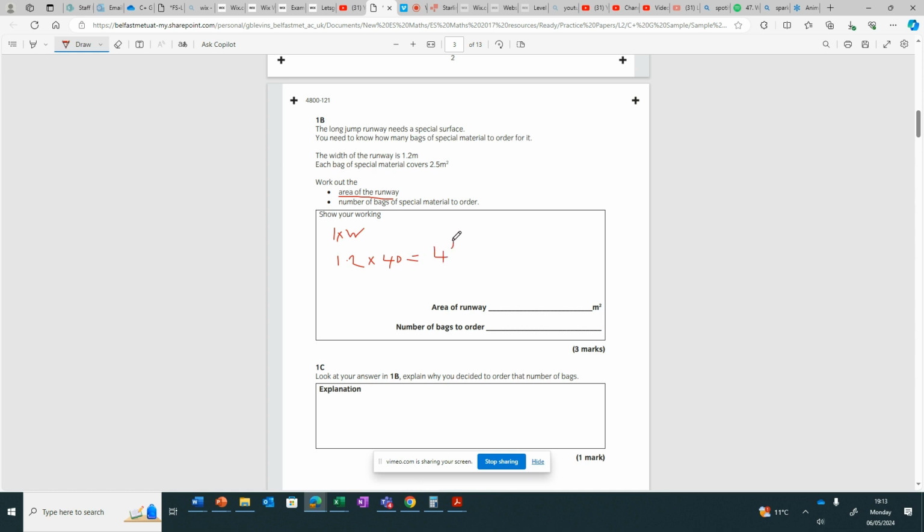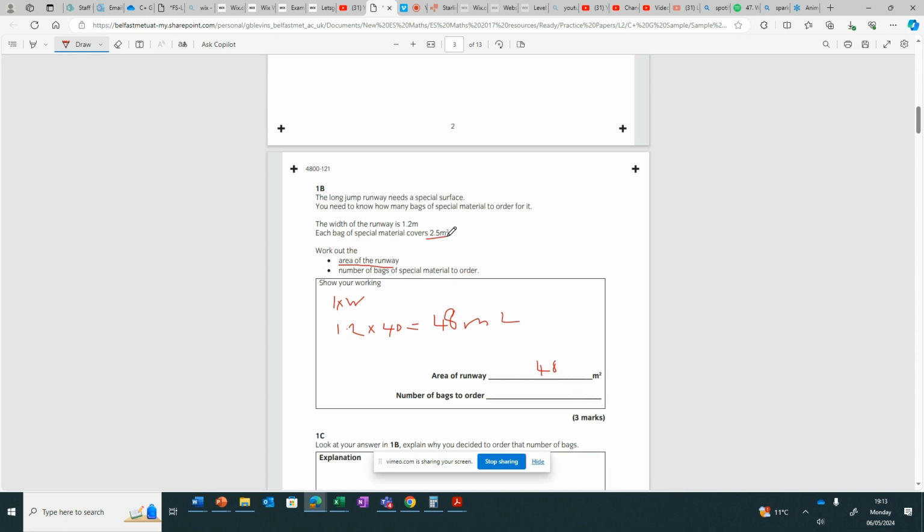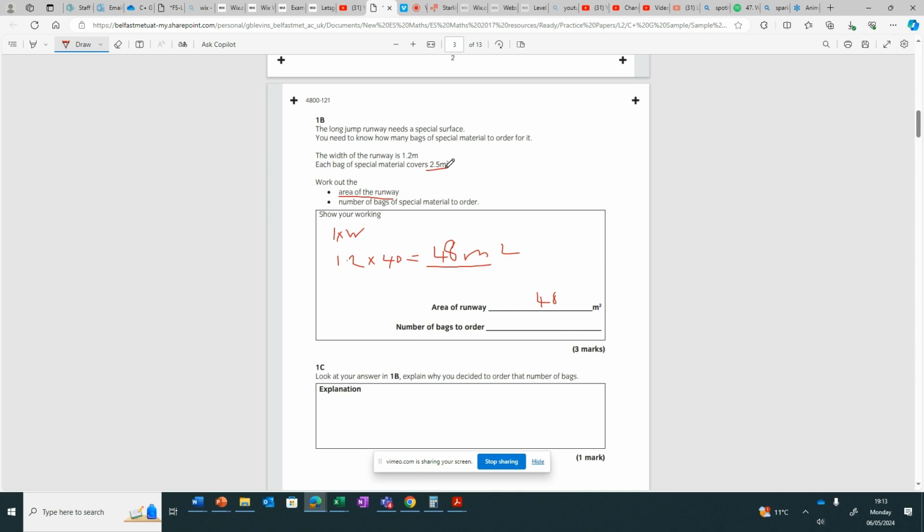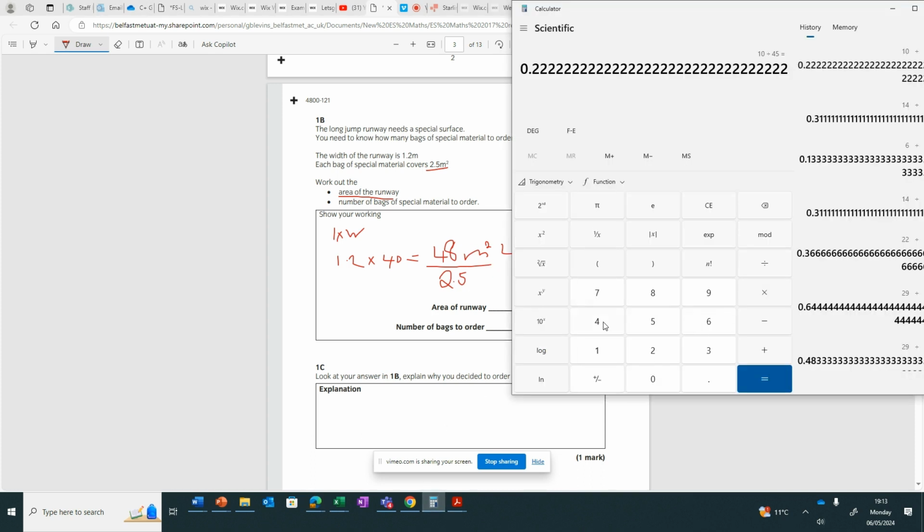It says, how many bags do you need to work on the runway? Well, to work out how many bags, you need the size of the runway, which we have here, 48, and each bag covers 2.5 squared. And squared just means it's a unit. So each bag covers 2.5. So the question is how many 2.5s are in 48, which is a divide. 48 divided by 2.5 is going to be nearly 20, but not quite. It's going to be 19.2.